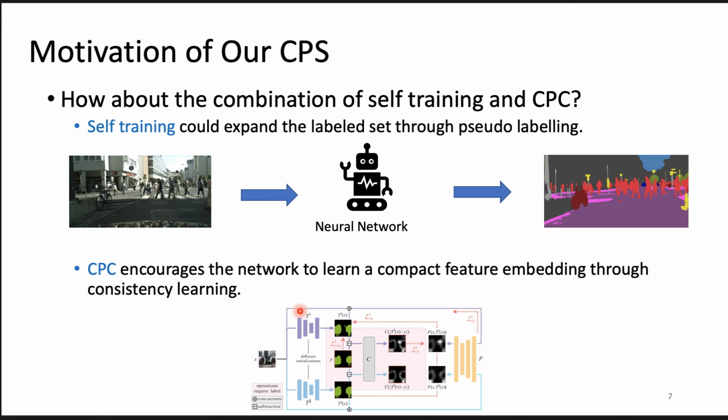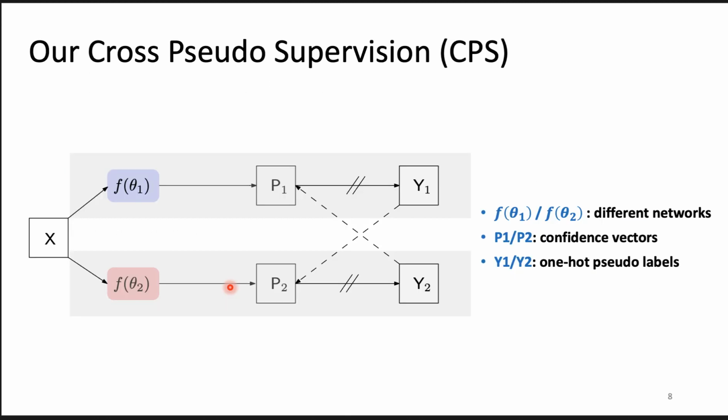After the above pages, we have some knowledge about self-training and CPC. Self-training could expand the labeled set through pseudo-labeling, while CPC encourages the network to learn a compact feature space through consistency learning. So, how about the combination of them? This is what CPS does. Based on the above findings, we propose the simple but effective framework CPS.